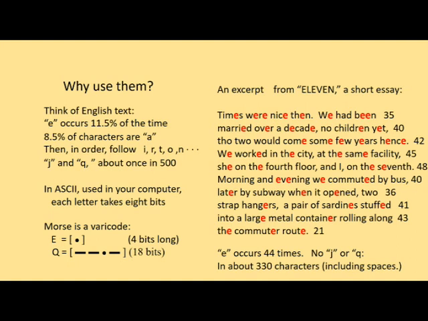Morse, on the other hand, is a varicode. The E, a single dit, as it will turn out and we will see later, is 4 bits long, and the letter Q, which is da, da, dit, da, as shown here, is 18 bits long, and the E occurs more frequently than the Q, so Morse is a varicode. There is an excerpt here from a short essay, with the E's nicely outlined in red, and if you notice, the J and Q never appear in this sequence. But there are a lot of E's.